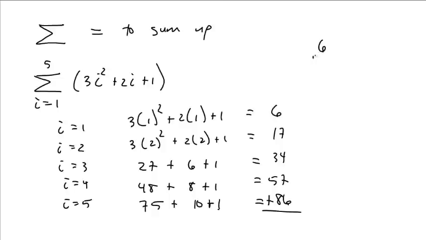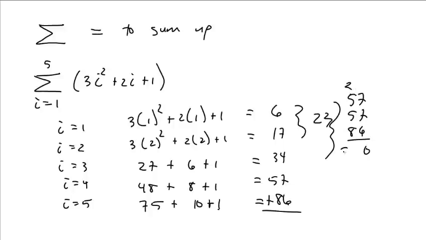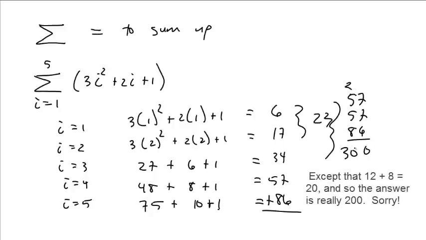Lordy, lordy. 6 and 17. Oh, let's just do it crazy. What is this? 23 together with this makes it 57, and then another 57. And then an 86 is 14, 20, 10, 11, 12, 300. Okay, so this is a weird way of saying 300.